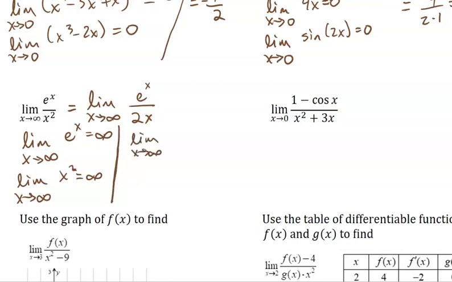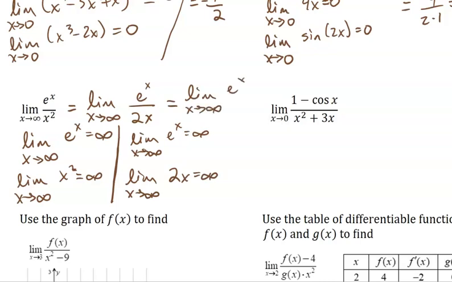Limit as x approaches infinity of e to the x equals infinity. Limit as x approaches infinity of 2x, also infinity. So once again, the limit as x approaches infinity of e to the x over 2. Now when we plug in infinity, we get infinity over 2, which is just infinity. And that's my answer. Okay, so L'Hopital can be applied more than one time if the conditions are still met.